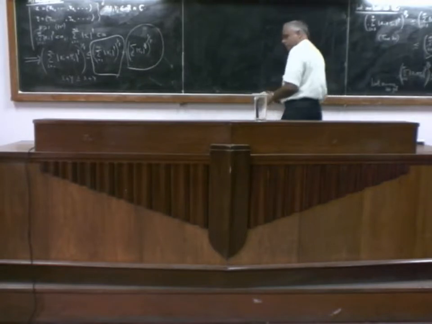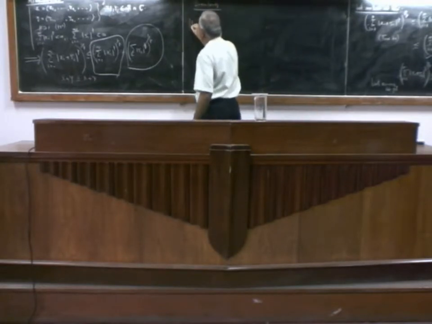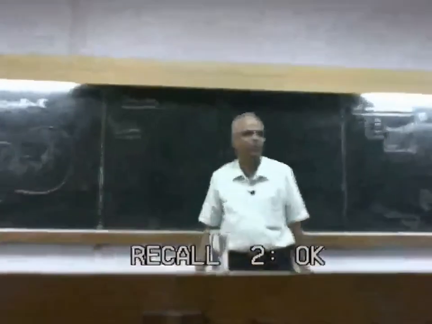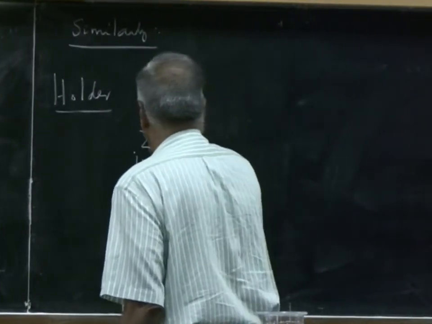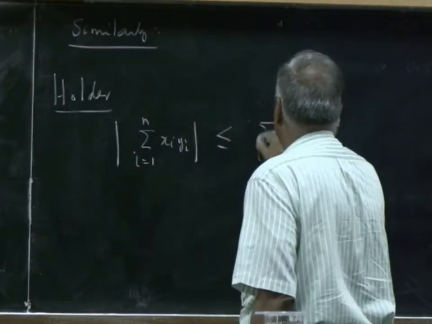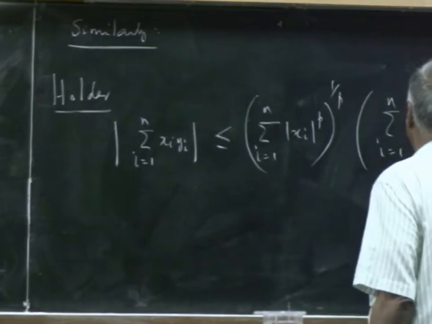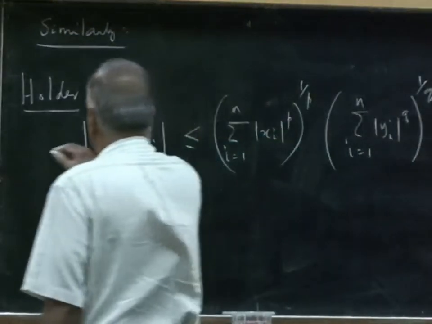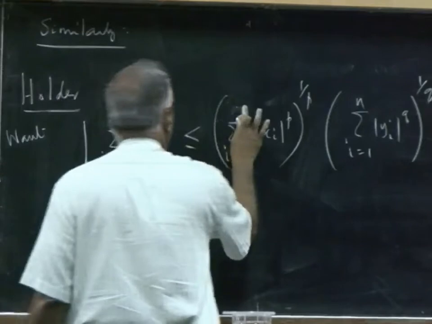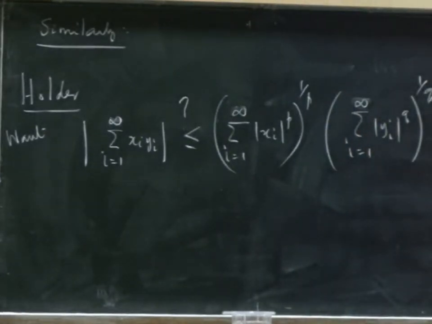Similarly, let us look at Holder. So, in the infinite case, what was the finite case Holder? The summation is less than or equal to the summation, i equal to 1 to n, of |xi|^p to the power of 1 over p, times the summation, i equal to 1 to n, of |yi|^q to the power of 1 over q, where p and q were conjugate, 1 over p plus 1 over q equal to 1. Now, therefore, what we want is, if I now take the infinite number of components, is this true? That is the question in infinite dimensional space.